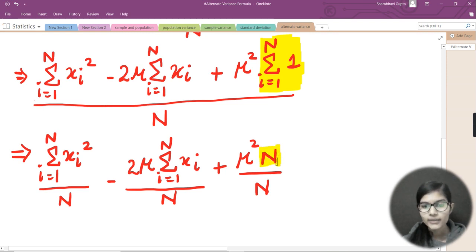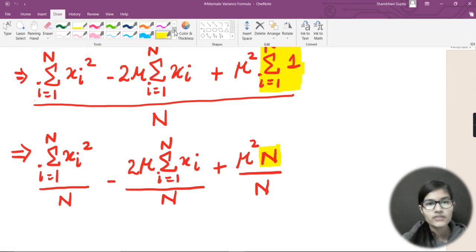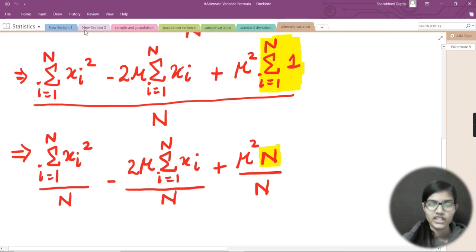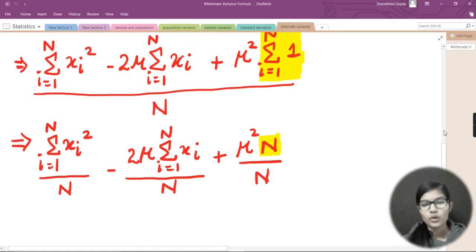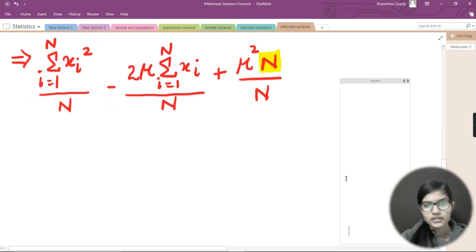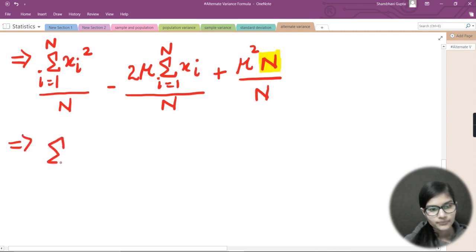Okay, so I hope I made this clear to you, how we are going to write this. So here we have done the first step of our simplification, right? Now moving towards the next step, and now just let me have some enter sign, right? Now next step what I'm going to do here is that, let me again write sigma i is equal to 1 to n, and then this xi square upon n.